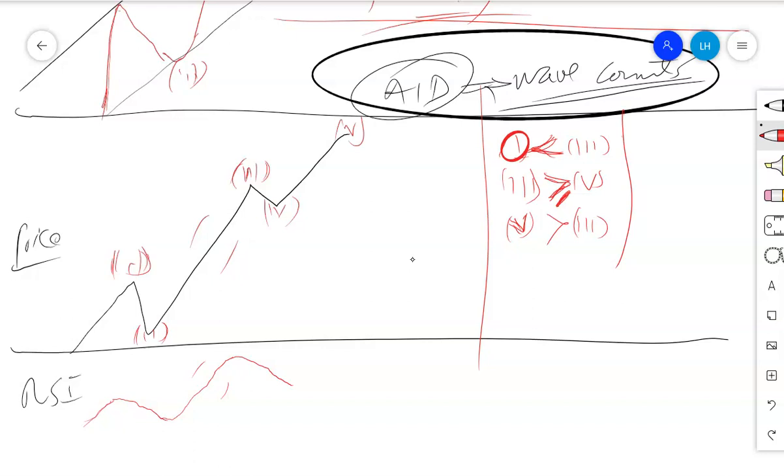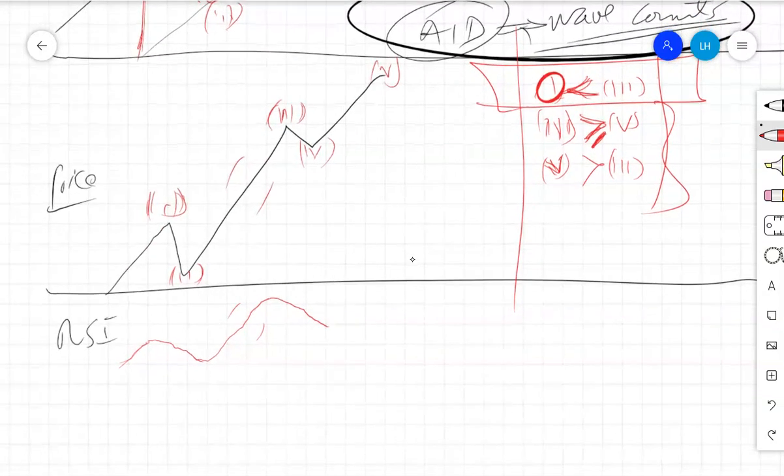So now, ignore the idea of the first and the third, let's concentrate on the third and the fifth. When the third wave has got greater volume or equal to the fifth, what do we usually expect? Now, let's go to the chart.